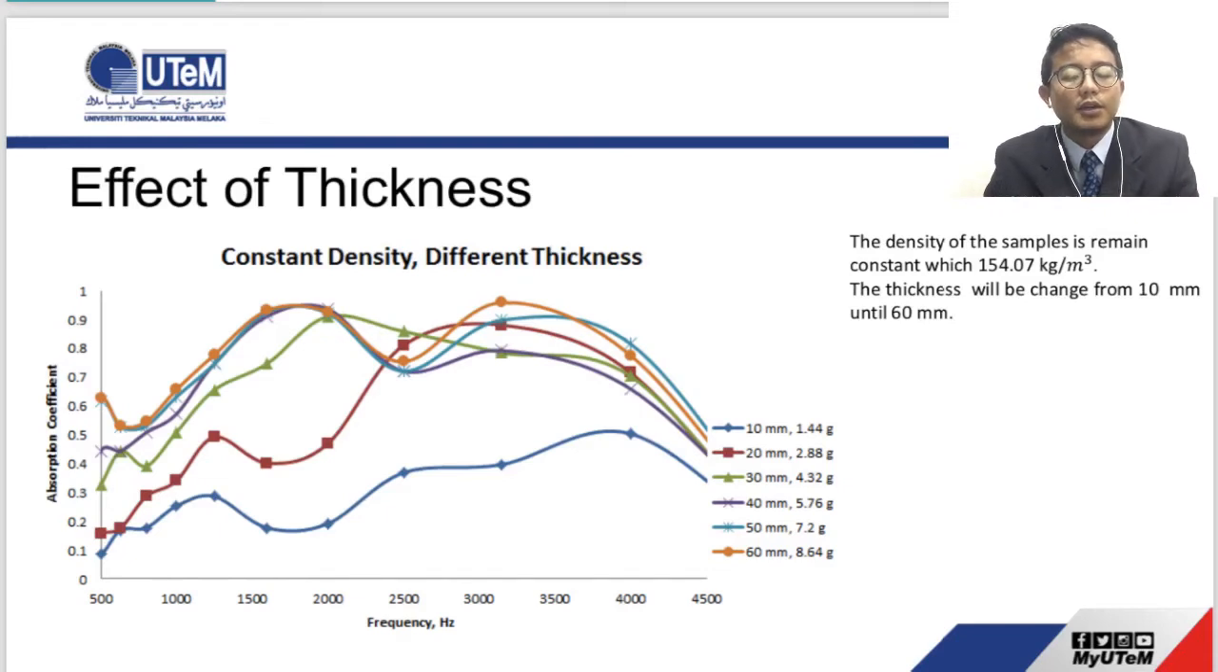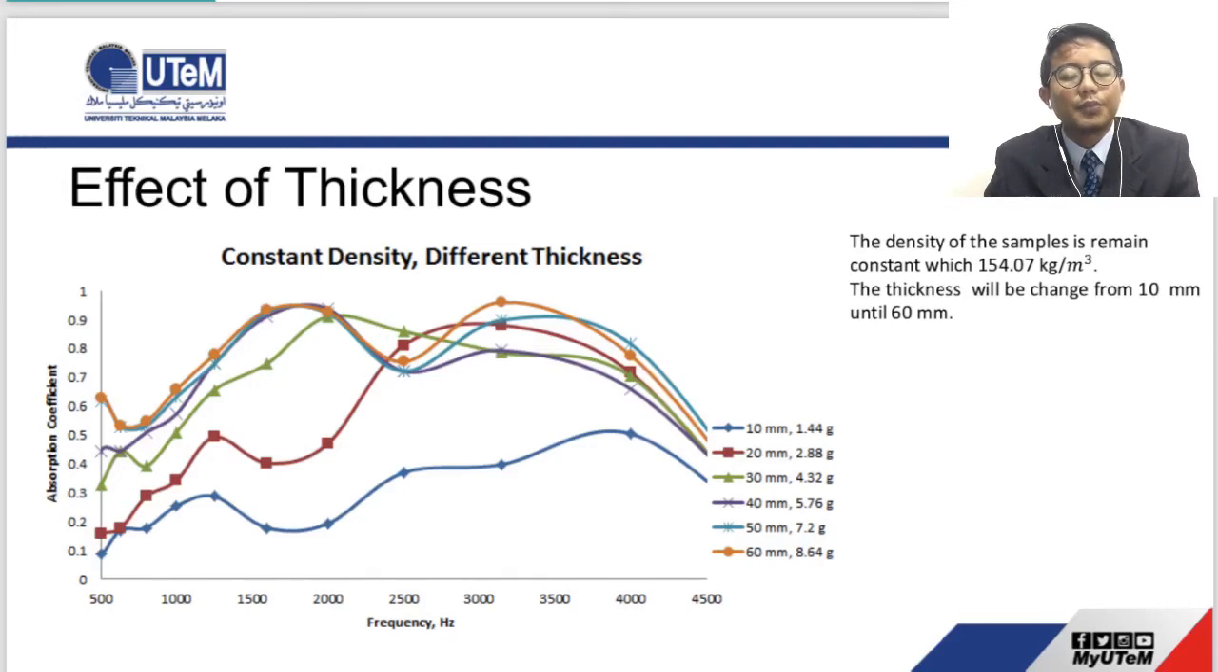As you can see on the graph, the lowest frequency is 500 Hz and the highest frequency is 4000 Hz. The lowest thickness, 10 mm, only achieves 0.1 absorption coefficient at 500 Hz, while the highest thickness, 60 mm, achieves 0.6 absorption coefficient at 500 Hz.